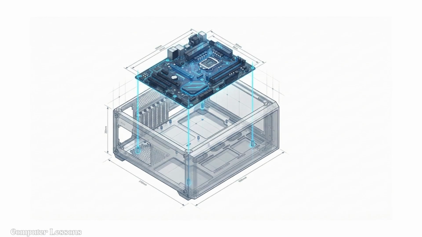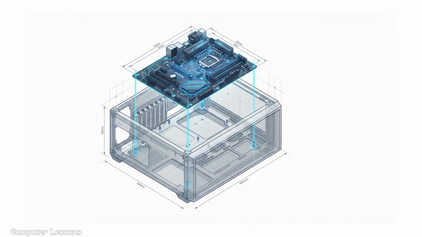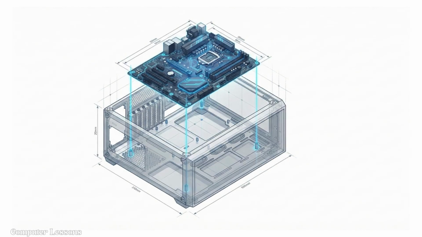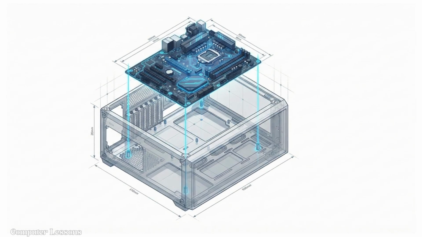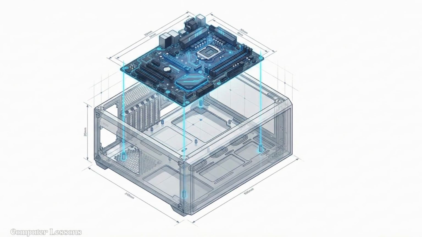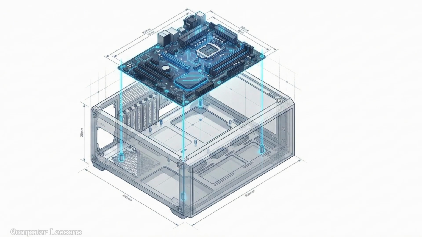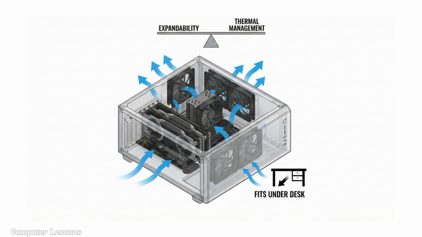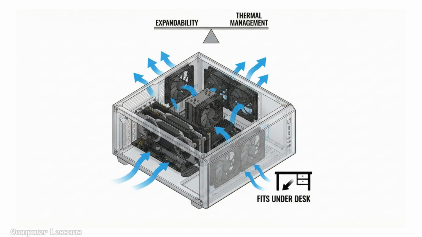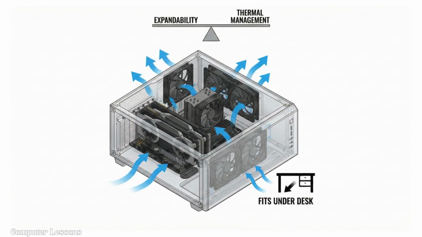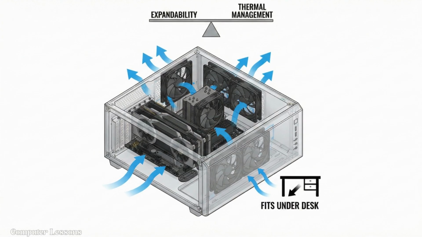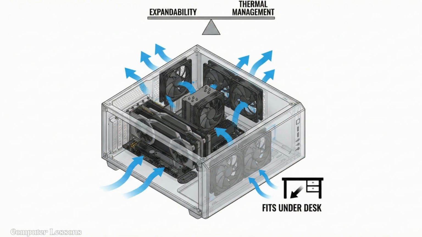The first decision you make when choosing a case is not about aesthetics, it is about the form factor. Form factors are standardized dimensions that ensure your motherboard fits inside the box. The standard that has ruled the industry for decades is ATX, or Advanced Technology Extended. An ATX mid-tower is the Goldilocks size for most users. It is large enough to house a full-sized motherboard, multiple graphics cards, and plenty of cooling fans, yet small enough to fit under a desk. It offers the perfect balance between expandability and thermal management, providing ample volume for air to circulate.